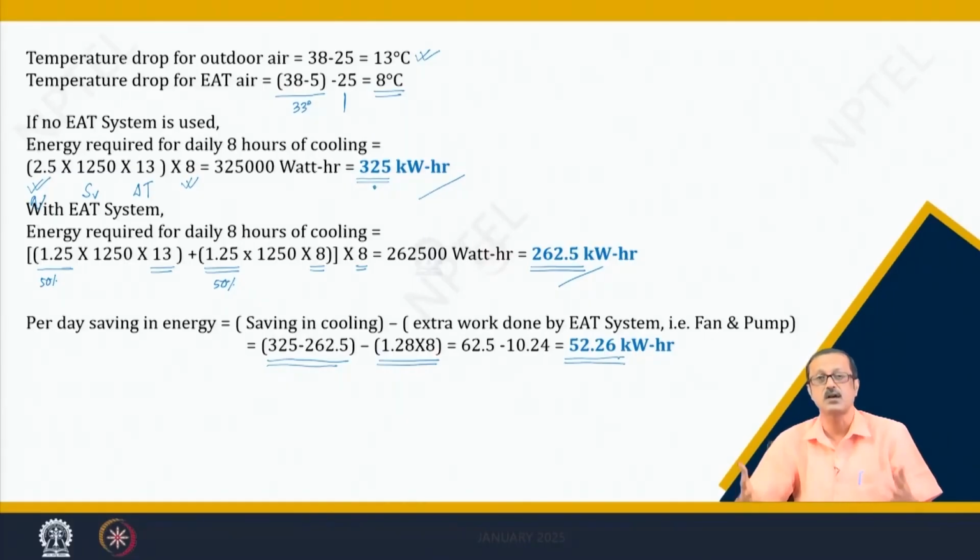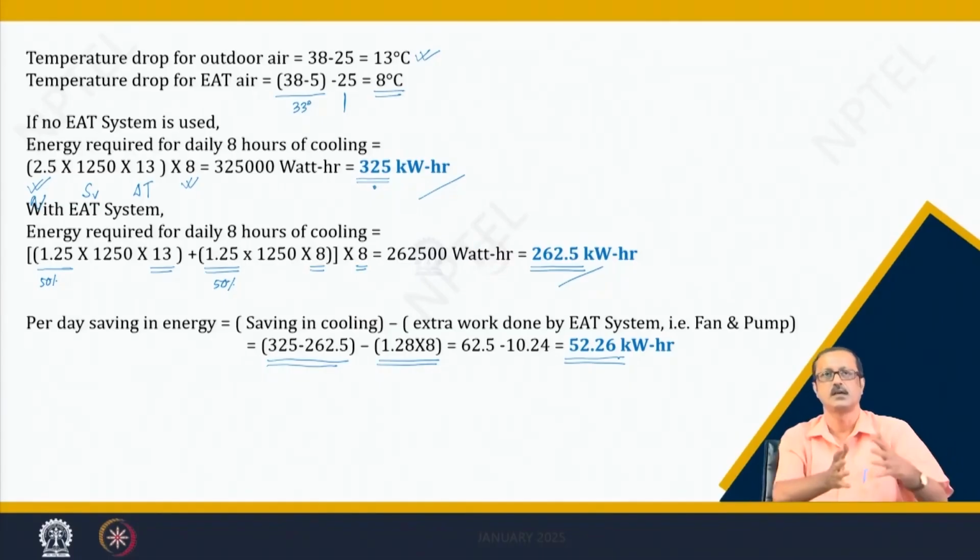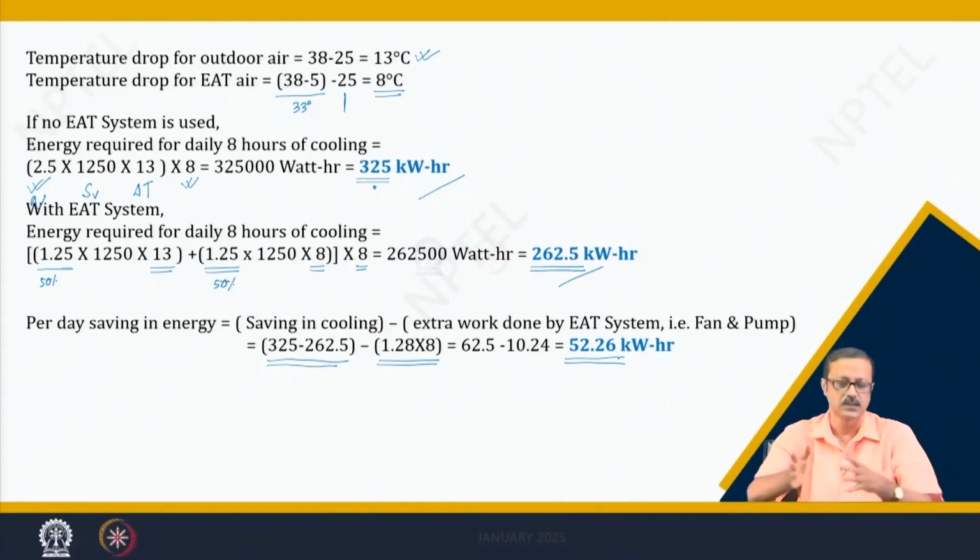That is why it is called a low energy cooling system. You are getting the same effect, 25 degree temperature, but a part of the air is treated through the earth air tube, dropping the temperature by 5 degree. That means you are using some energy for running the fan and the pump, but still you are having 52.26 kilowatt hour of benefit.